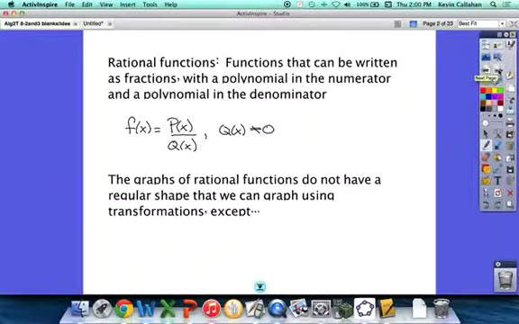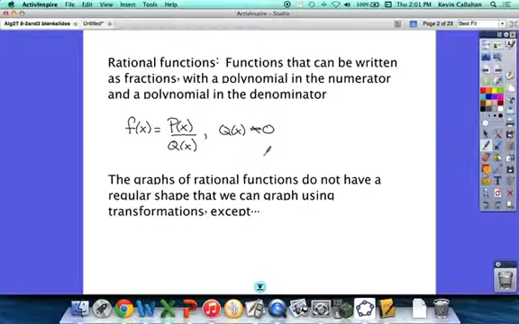Let's go. So rational functions are functions that can be written as fractions. Generally, we will write a rational function as a polynomial in the numerator divided by a polynomial in the denominator. The standard is to say p of x is the numerator, q of x is the denominator, although in some books they say n of x for numerator and d of x for denominator. It doesn't matter. Why would it say at the end here q of x does not equal 0?